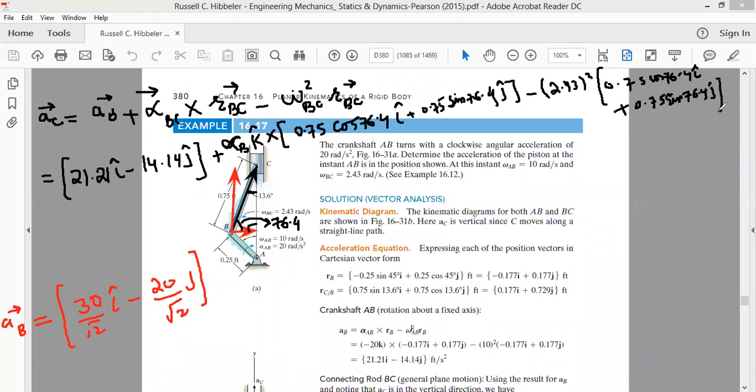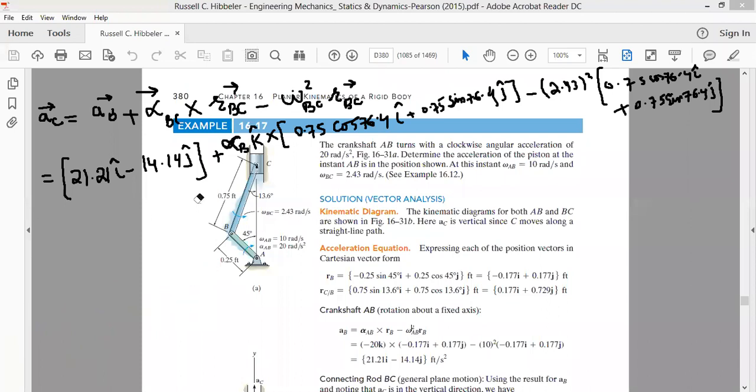So we are done with this. Now we can solve this equation. This equation is like the previous equation we have solved, so it's not a too complicated equation now. We can simply solve this equation to obtain the values of acceleration of C and alpha BC.